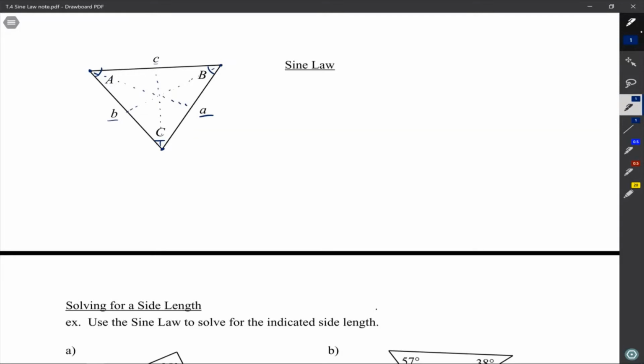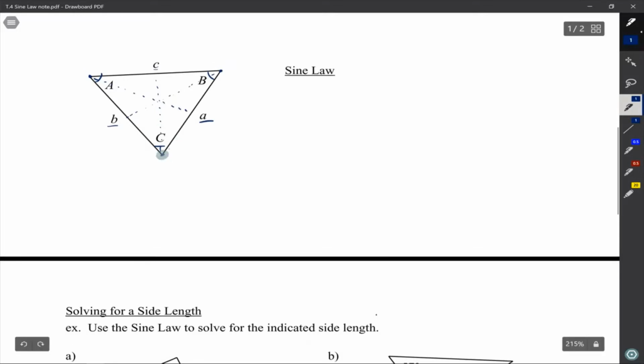Now, it does not matter which angle is angle A, or which angle is angle B, or which angle is angle C. The only thing that matters is that our side lengths are opposite to the angles that are labeled the same way. Now, what our sine law tells us is that the sine of angle A divided by side length A is equal to the sine of angle B divided by side length B, which is also equal to the sine of angle C over side length C.